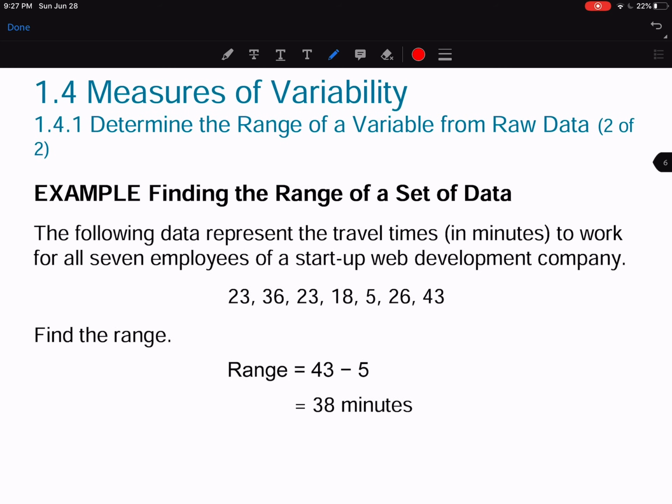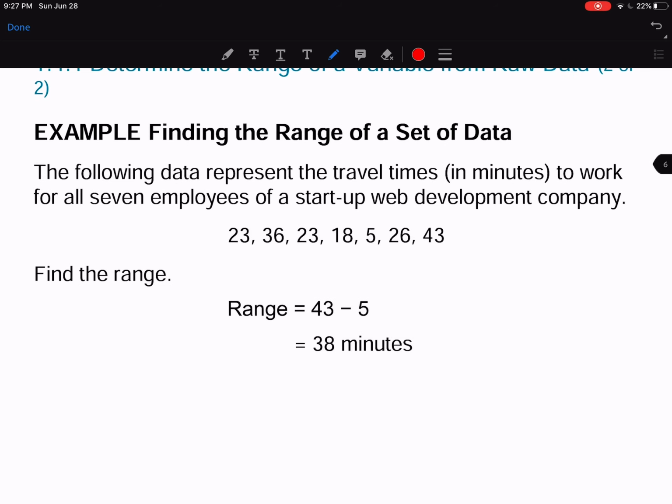Now let's take a look at the example here. We got the following data set, which is the same data set we saw in the previous video, and we want to find the range. So based on the definition, the range is equal to the largest number, which is 43, minus the smallest number, which is 5. So 43 minus 5 is 38 minutes. That's how we find the range.